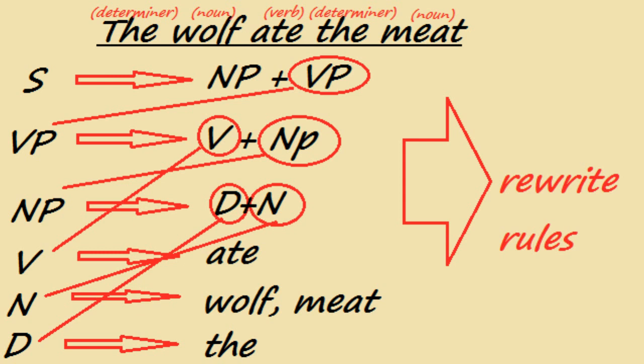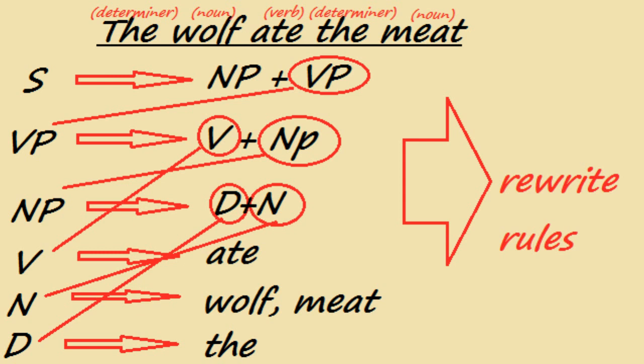Simple. We take the verb phrase now and put it at the beginning of the second line. Verb phrase, we draw an arrow. What does this verb phrase have? It has a verb, that is ate, and another noun phrase, that is the meat. We take the noun phrase now and put it at the beginning of the third line. What does the noun phrase have? In this sentence, of course, it has a determiner, that is the, and the noun, that is the meat.